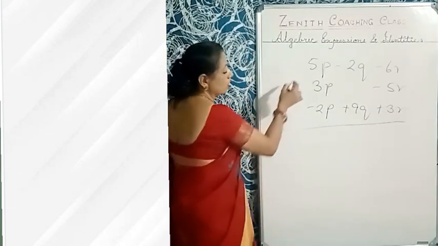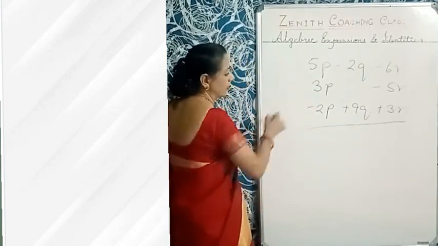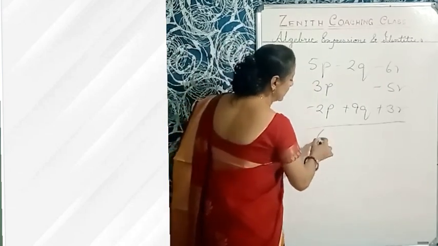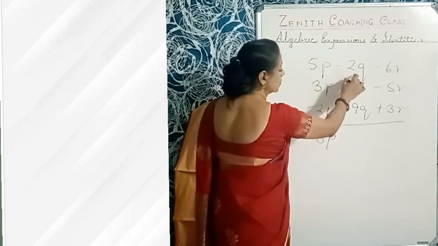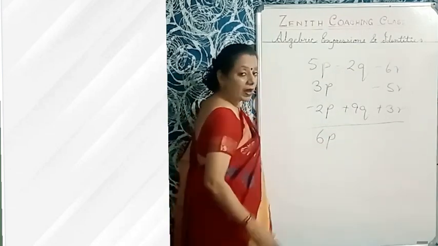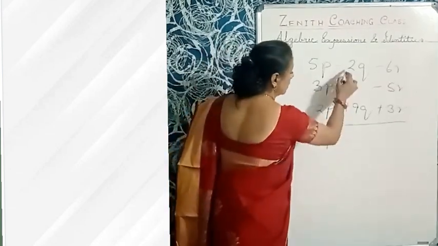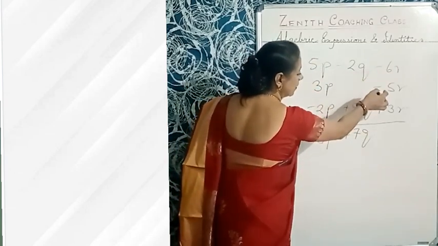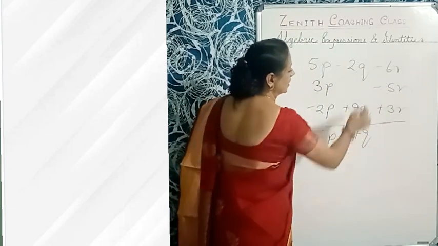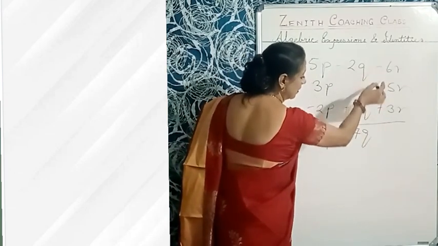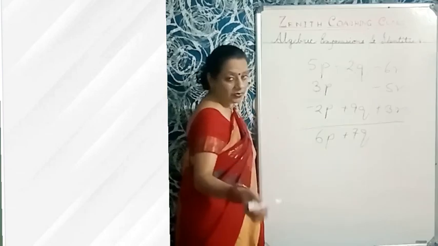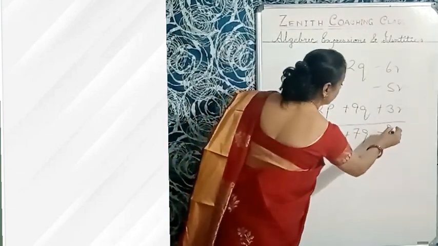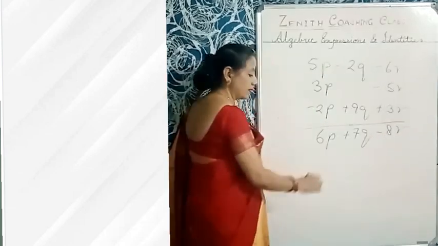What will you write? Here is plus, and here is minus. So 5 plus 3 is 8, 8 minus 2 is 6, so 6p. Then minus 2 plus 9 is plus 7q. Then minus 6, minus 5, and plus 3: minus 6 minus 5 is minus 11, plus 3 is minus 8. So minus 8r. Here is the answer.